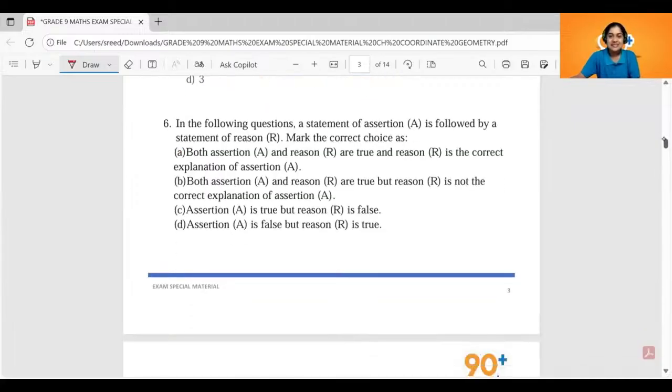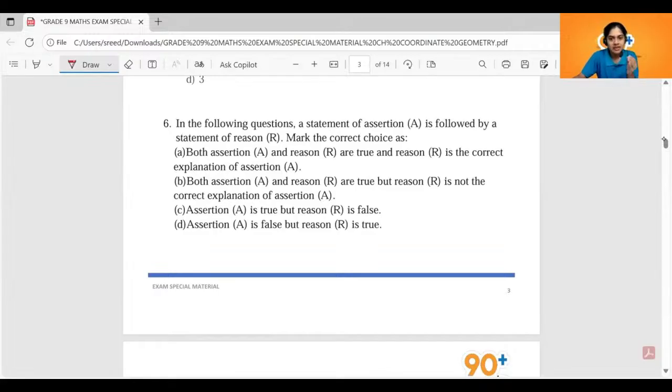Moving on to the sixth question. It's an assertion reason question. You know how we can answer an assertion reason question, right? First of all, you have to check whether both the assertion and the reason are statement-wise true. If both of them are true only, you have to check whether the reason is the correct explanation of the assertion.